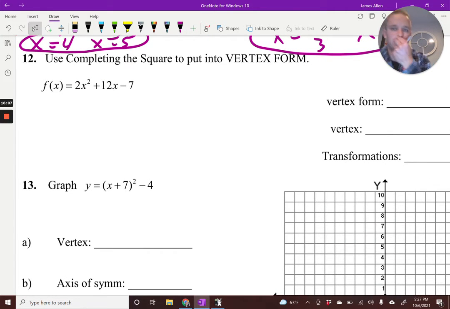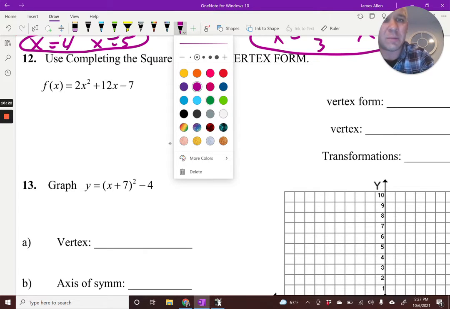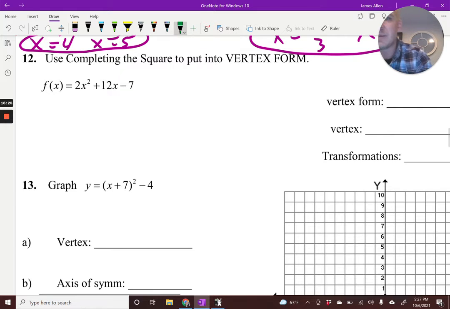Oh, man, use completing the square to put into vertex form. So you'll have something similar on your test where you have a leading coefficient that you have to deal with. Obviously, we have to take out that GCF at some point, just like we did in class. Let's go for it, shall we? I'm going to switch colors. The purple has become a little bit monotonous. How about some green?